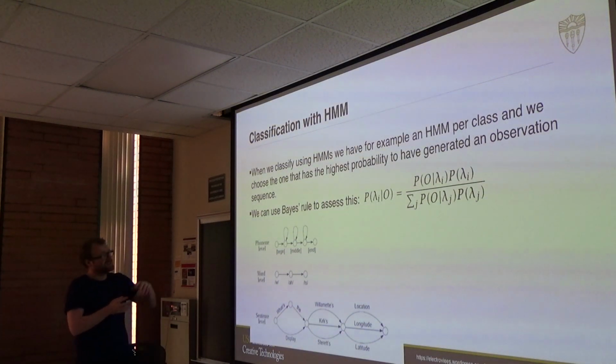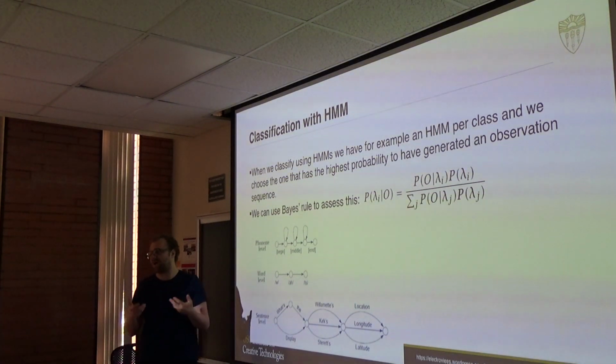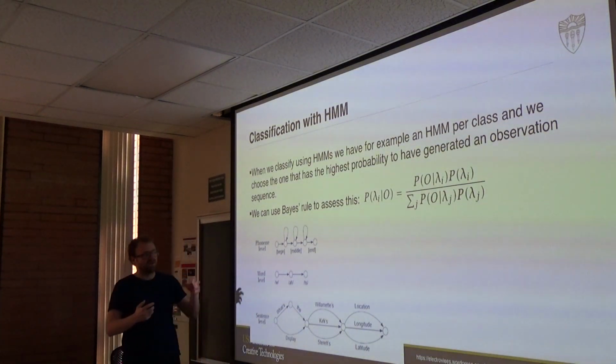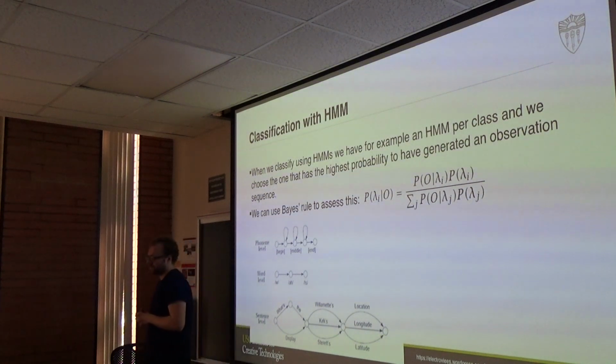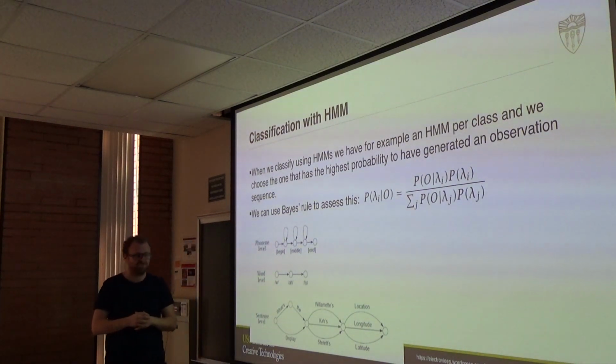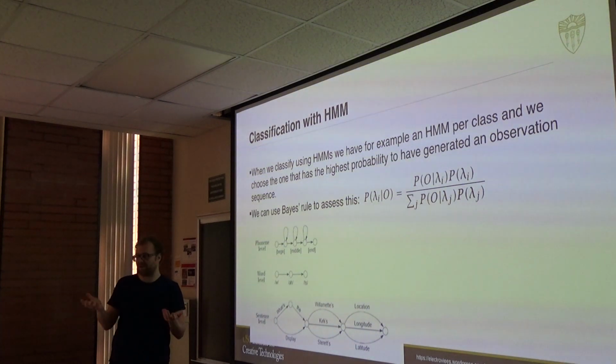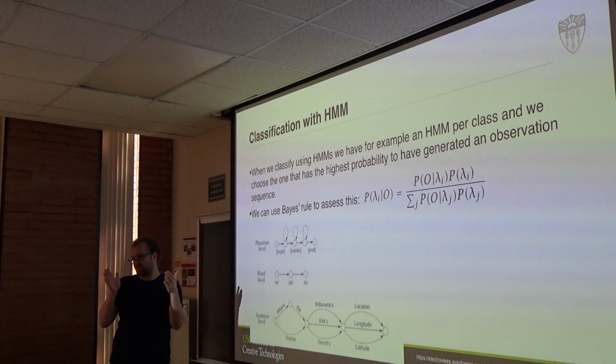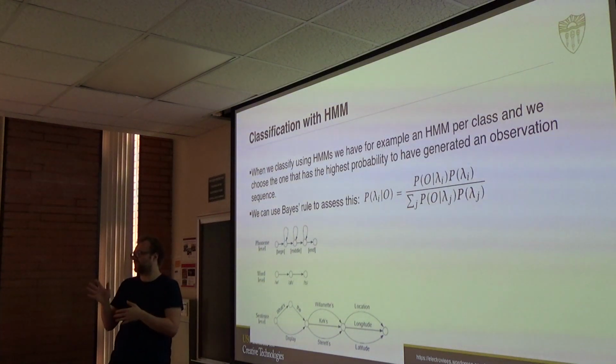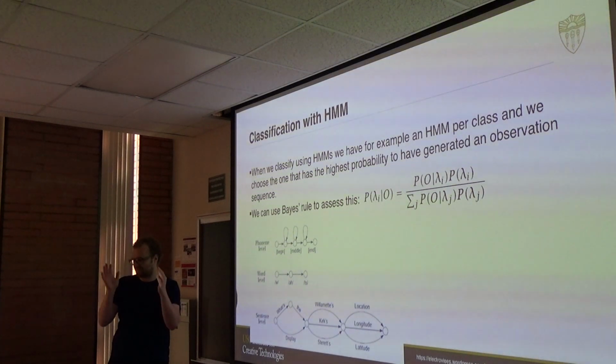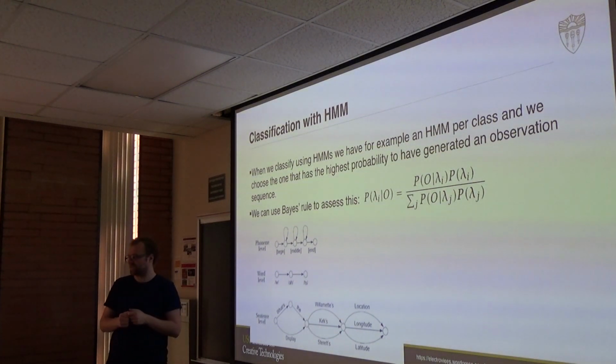Yeah, so this is just for classification. We classify using hidden Markov models, with, for example, a hidden Markov model per class, and we choose the one that has the highest probability to have generated that sequence. So that's basically how we use hidden Markov models for classification. Again, we're not trying to find a separation hyperplane or anything with these. We're looking at the likelihoods that a certain model has produced a sequence, and choosing the one that has produced it with the highest likelihood. That's the class that this observation belongs to.